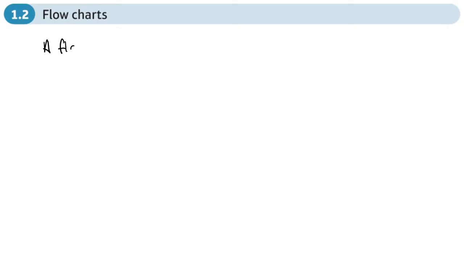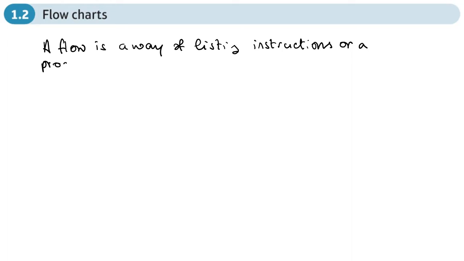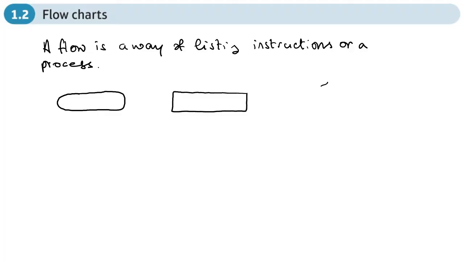So a flowchart is a way of listing instructions or a process. Now, there are strict rules about flowcharts, and you'll see flowcharts have different shaped boxes in them, and depending on the shape of the box, it will tell us exactly what we need to do. And it's important that we know what the different shapes tell us.